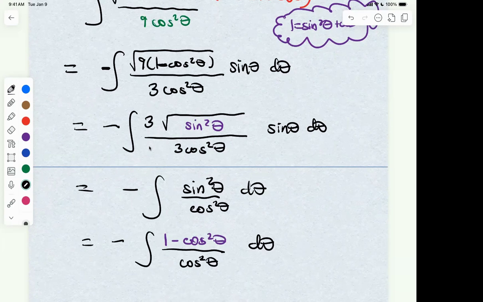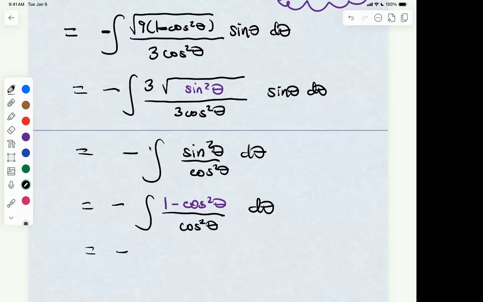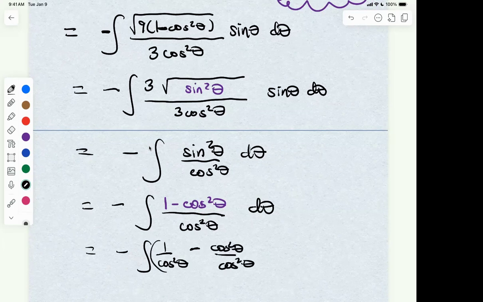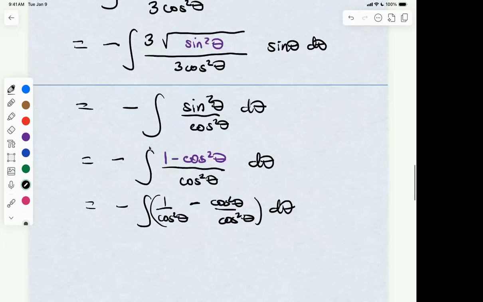The advantage of doing it that way is that now I can break the fraction as a difference of two fractions. So I'll write it as 1 over cosine squared minus cosine squared over cosine squared, but that's going to be just 1. I'm going slowly to show you all the steps.